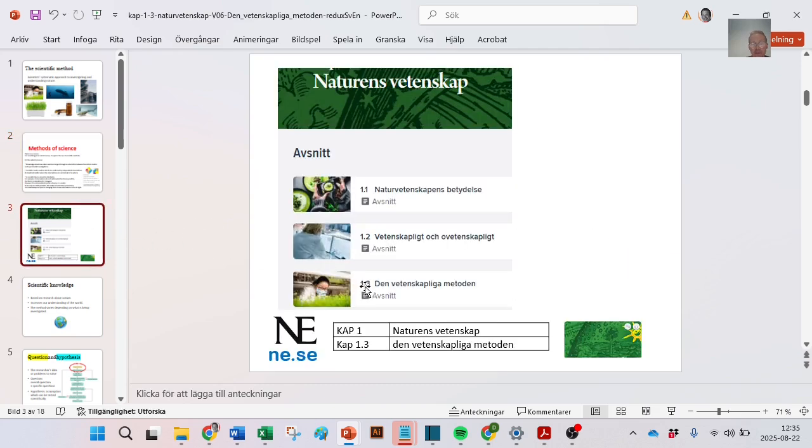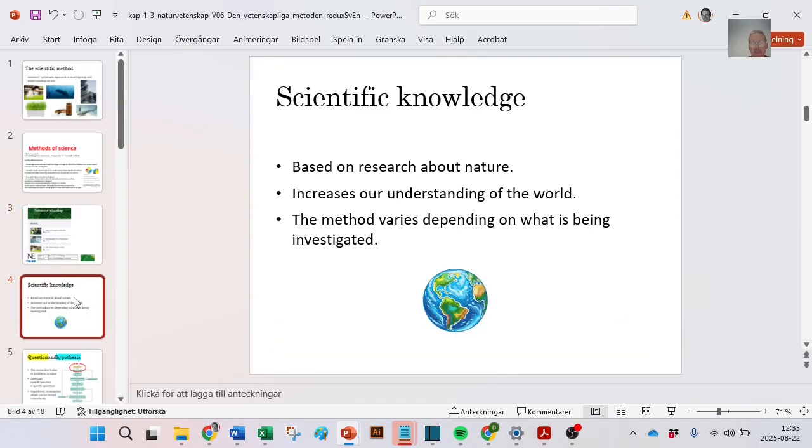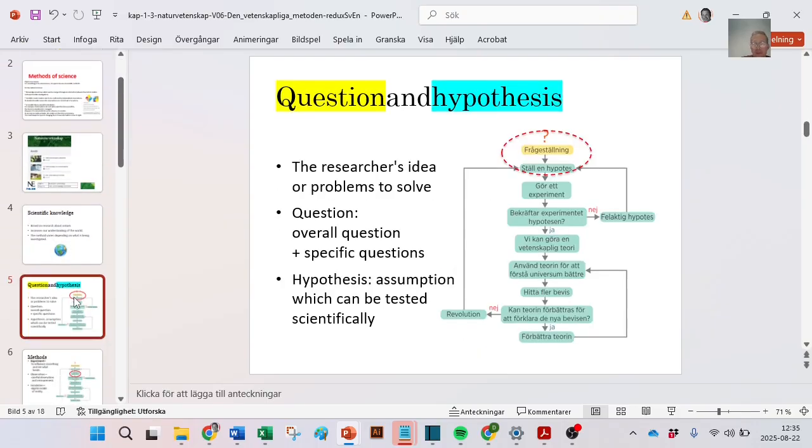Yes, we are on chapter 1.3, scientific method. Scientific knowledge is based on research about nature, and its purpose is to make us better understand the world. And we can vary between methods depending on what we want to investigate. This could be an experiment, it could also be an observation or a simulation, but it always begins with a question.